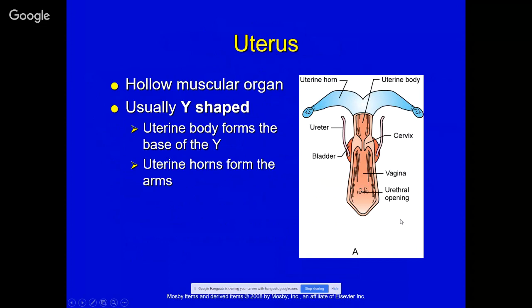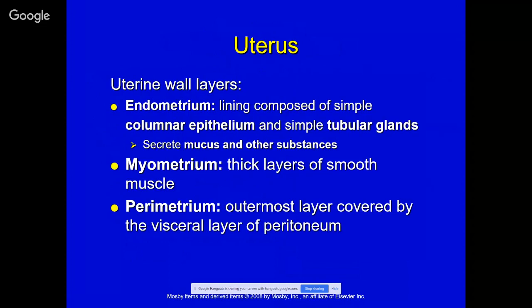Uterine wall layers. There is the endometrium. Endo means the inside. It's the lining of the uterus. It's composed of simple columnar epithelium and simple tubular glands. The glands secrete mucus and other substances. Then we have the myometrium, which are thick layers of smooth muscle. Then we have the perimetrium, which is the outermost layer covered by the visceral layer of the peritoneum.